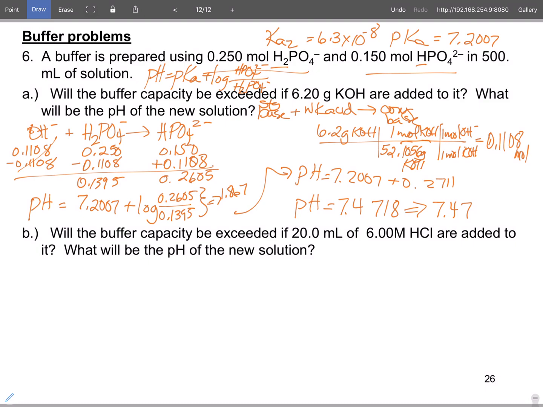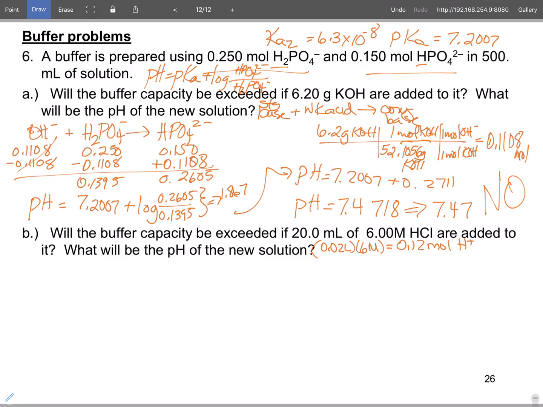So the question is will the buffer capacity be exceeded? And the answer on this one is no. Okay. But on B, we're going to do the same thing. We're going to take 0.02 liters times 6 molar of the HCl to produce 0.12 moles of H+.